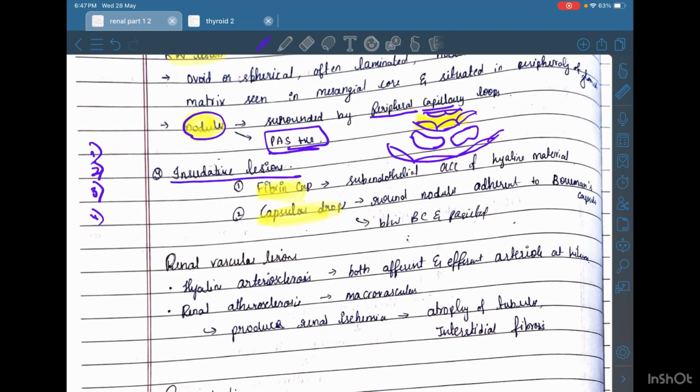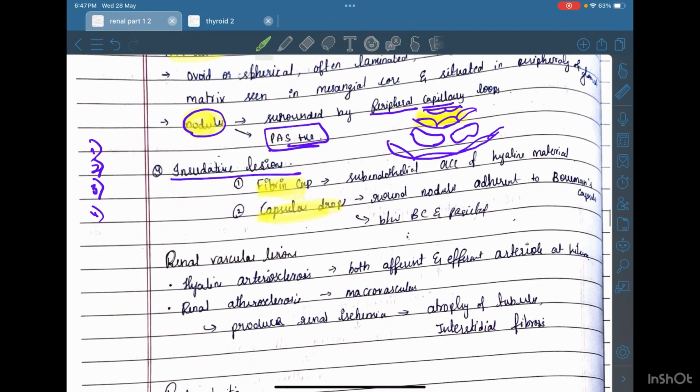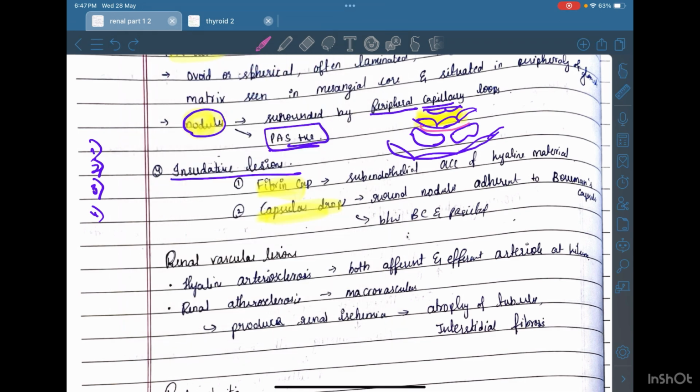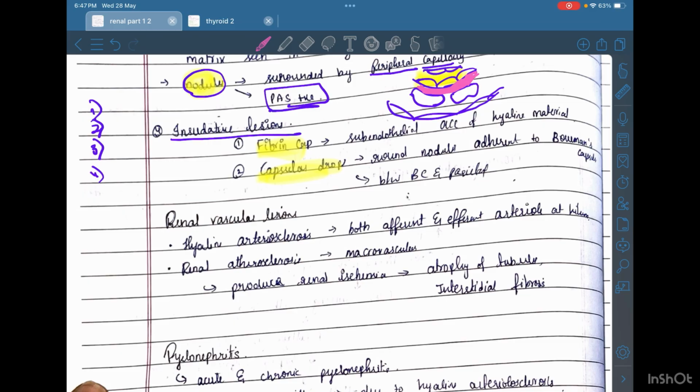So when there is a subendothelial accumulation of hyaline, pink, that is, subendothelial deposition of hyaline, this forms a fibrin cap. Okay, exudative lesion.